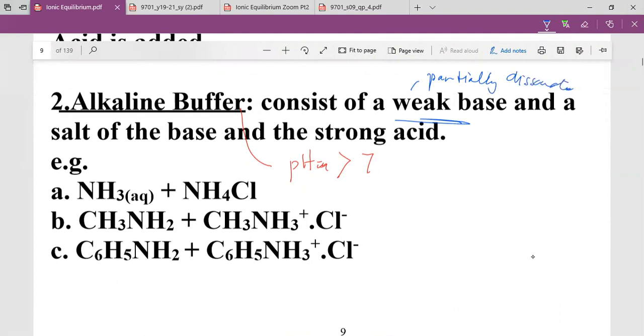because for example, ammonia NH3 plus water. You must put this equation down. H2O. Partially only, giving NH4+ because the base will accept a H+, not OH-. That means this is a very small amount.